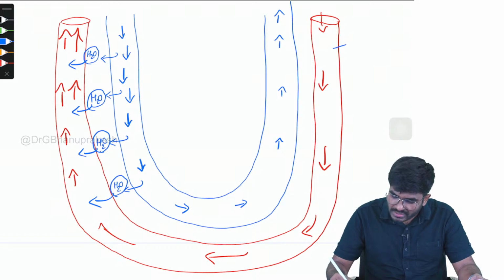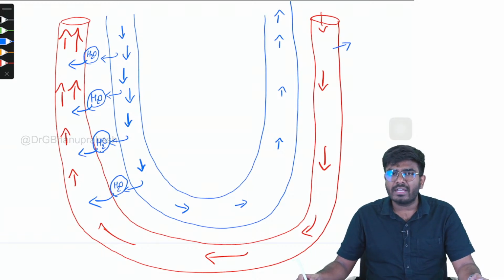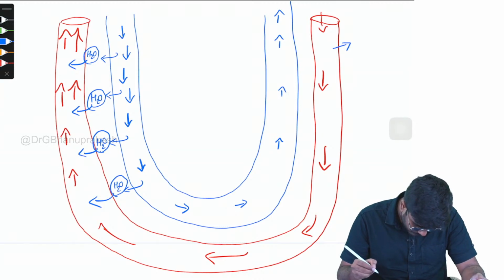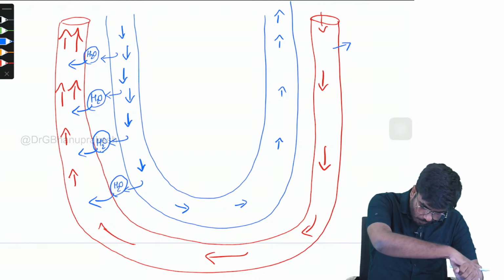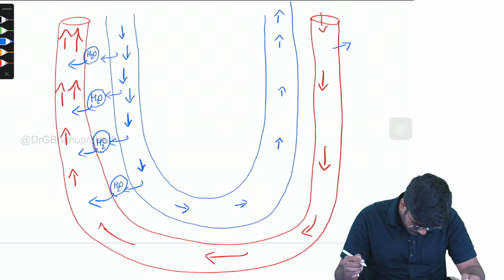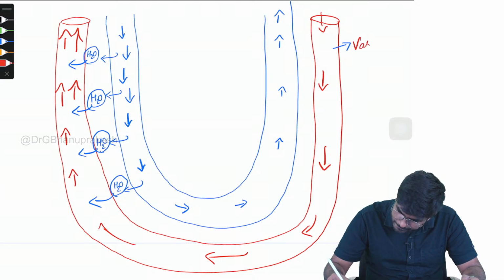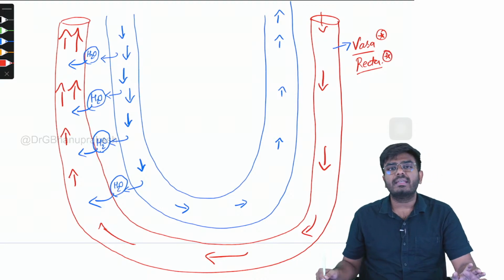Can anyone name this blood vessel? Sir, what is the name of this blood vessel? The name of this blood vessel is vasa recta. Okay, vasa recta. So vasa recta is helping in what?